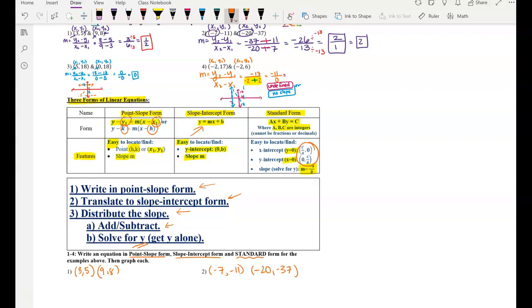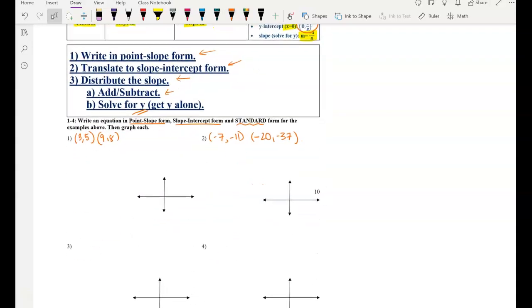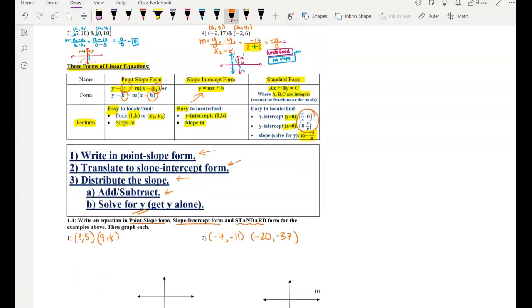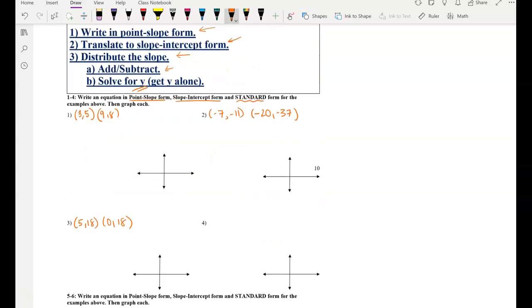Now number 3 is (5, 18) and (0, 18). And let's see, number 4 is (-2, 17) and (-2, 6). Those are the points for the examples above.